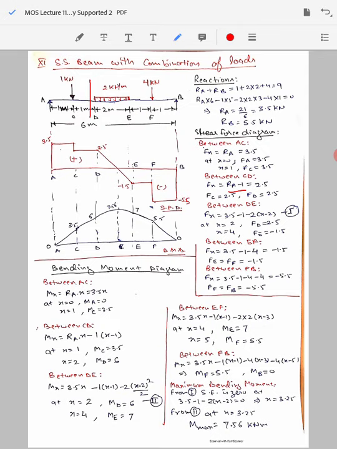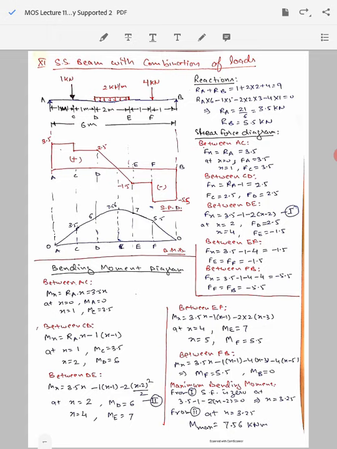So if we substitute RA equal to 3.5, it gives us Fx equal to 2.5. Again, the equation of shear force is not dependent on X, so for the entire span from C to D it is going to remain the same, so FC and FD both will be equal to 2.5.